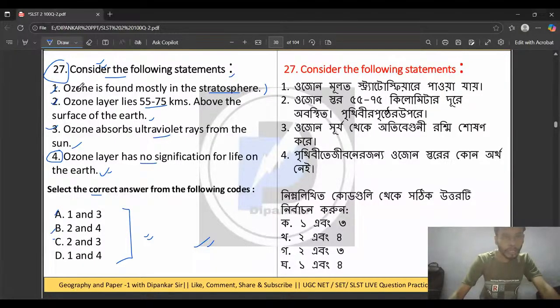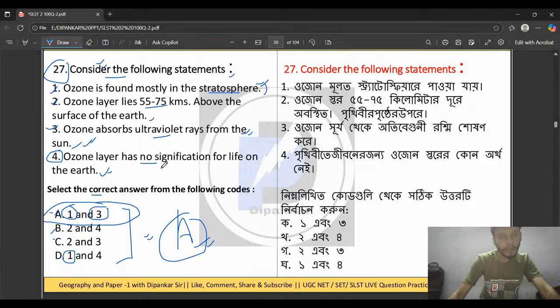So you can see, ozone is found mostly in the stratosphere. This statement is absolutely right. So one is the right answer. Then, ozone absorbs the ultraviolet rays from the sun. This is also an accurate statement. So 1 and 3 are the right answer. So the right answer will be option A.